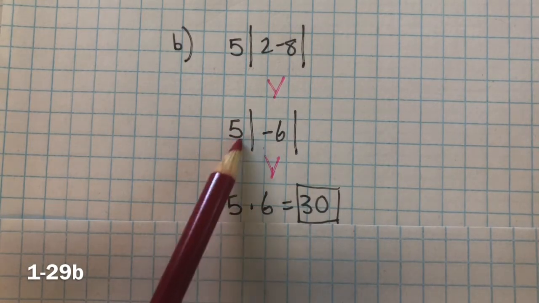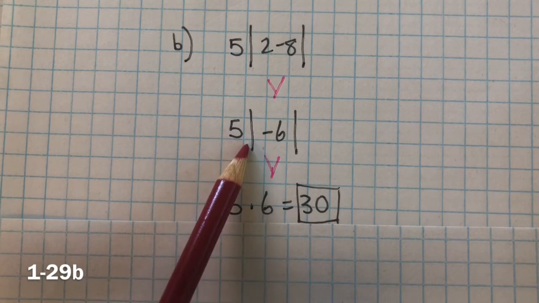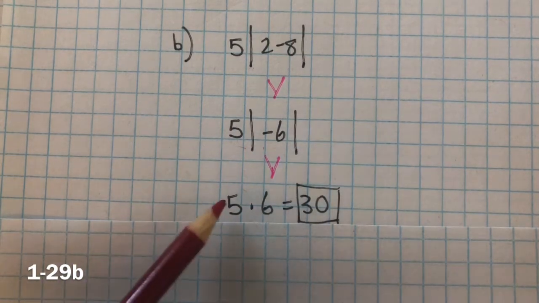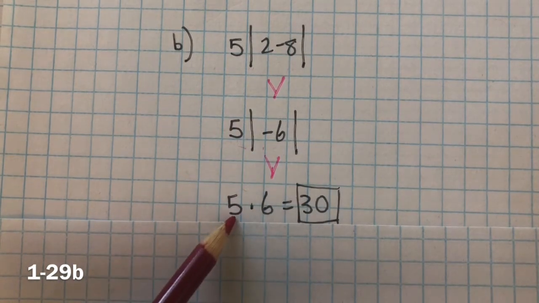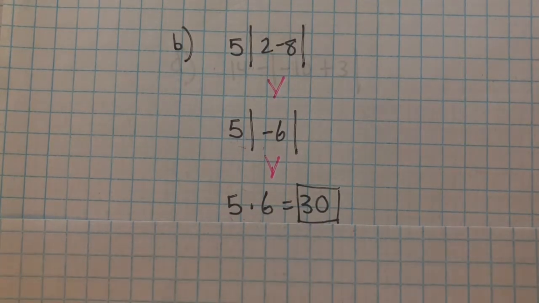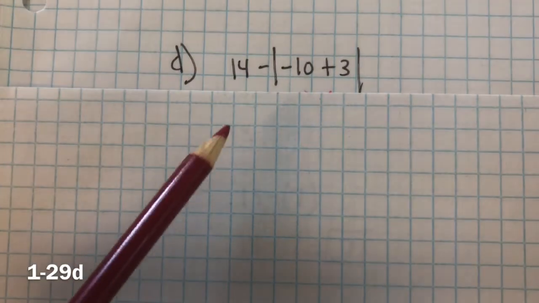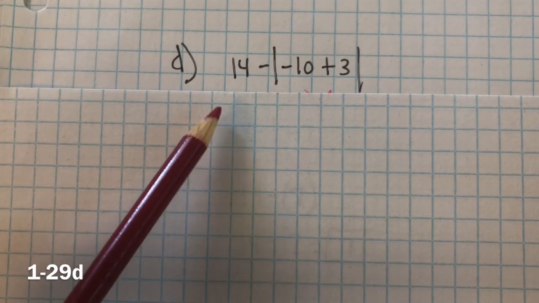Now we treat this just like any other grouping symbol. When you have a value right up against a grouping symbol, most of the time it means multiplication. So we have 5 multiplied by 6 equals 30. For D, I would like you to try to do this one on your own, and go ahead and pause the video now.